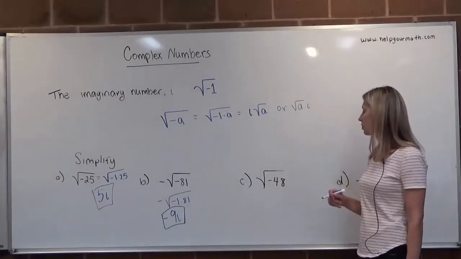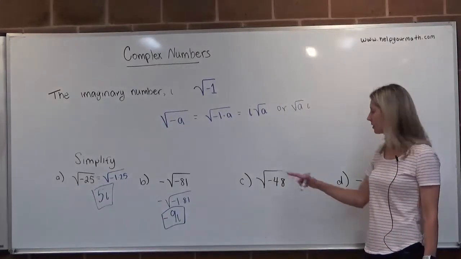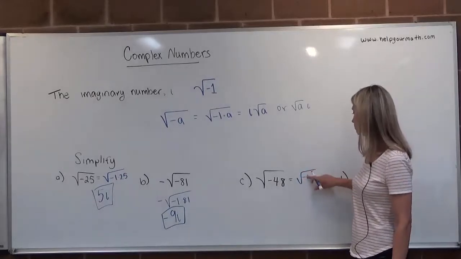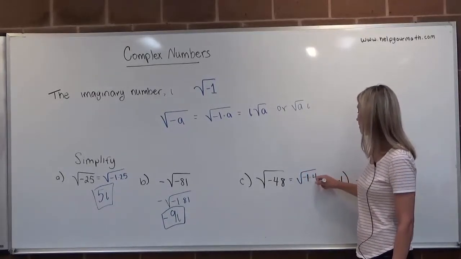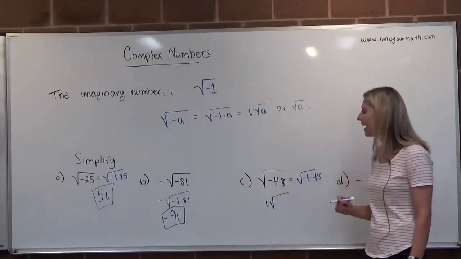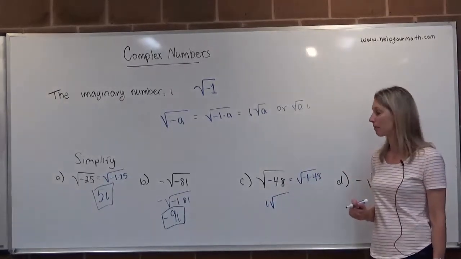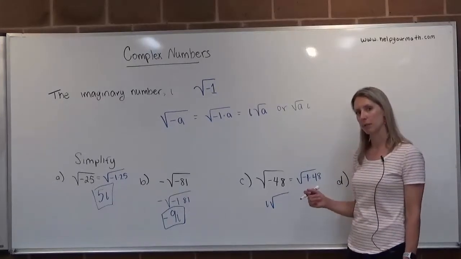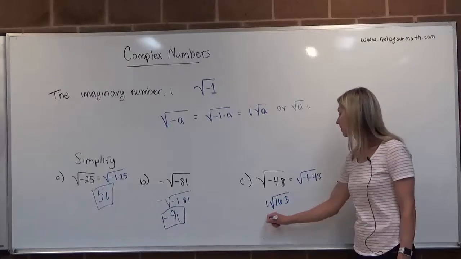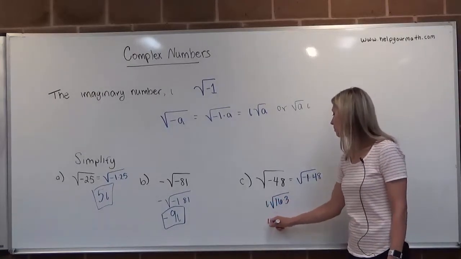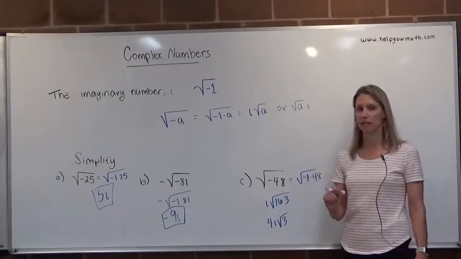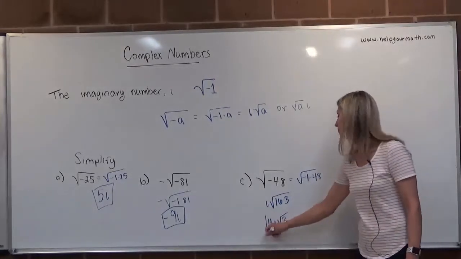Letter C, we have the square root of -48. So we might consider this to be the square root of -1 times 48. Then the square root of -1 is i, and then the square root of 48 we want to break down. 48 is not a perfect square. It does have a few perfect square factors, such as 16. So I'm going to rewrite it as 16 times 3. Then the square root of 16 is 4, so I'm going to pull the 4 out in front of the i, and then the radical 3, the 3 would remain under the radical.